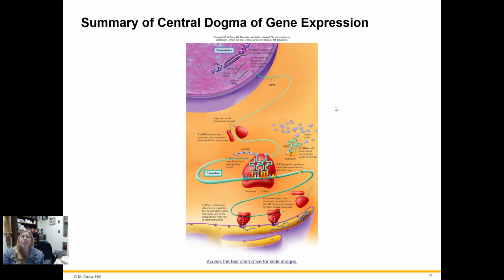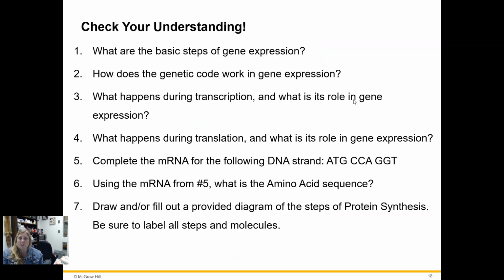So, make sure that you can do the questions on this. Check your understanding, give yourself a pause, go look and see if you can answer all of these. And then there is a diagram of the steps of protein synthesis in Canvas. I drew it for you guys. I want you to be able to take it and answer and label all the steps and molecules. So try and do that. And then when you're ready, come back to learn about what happens when the DNA is not copied correctly and when mutations occur.